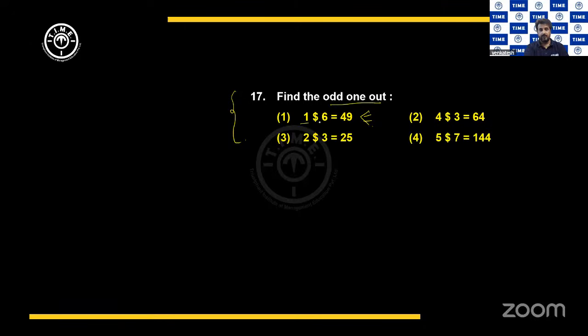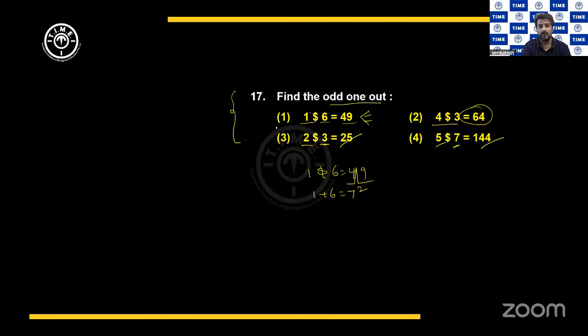Now, $1.06 is equal to 49. That means 1 plus 6 is 7, and 7 square is 49. Now $4.03: 4 plus 3 is 7, 7 square is 49. Okay. As of now, it is not correct. Now 2 plus 3 is 5, 5 square is 25. Perfectly matching. 5 plus 7 is 12, 12 square is 144.